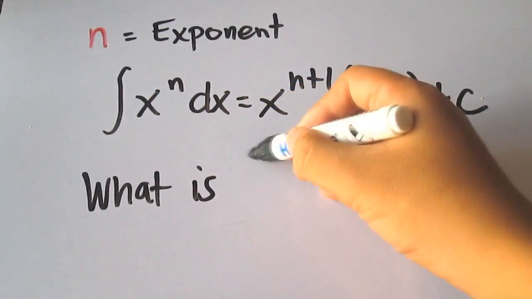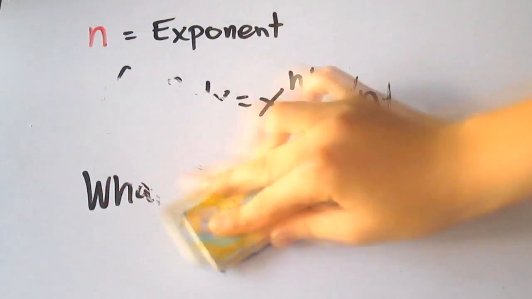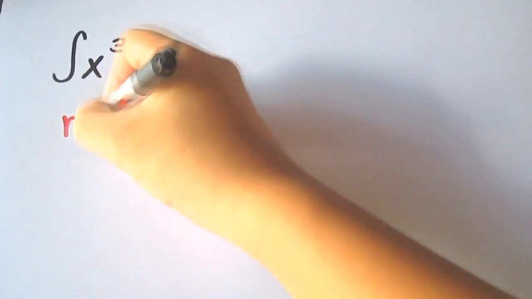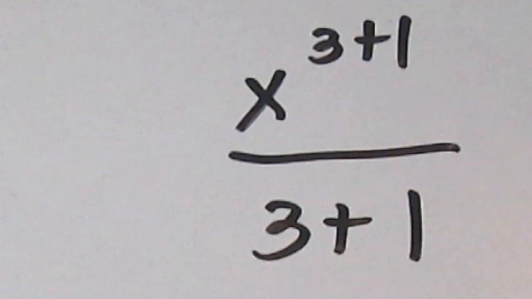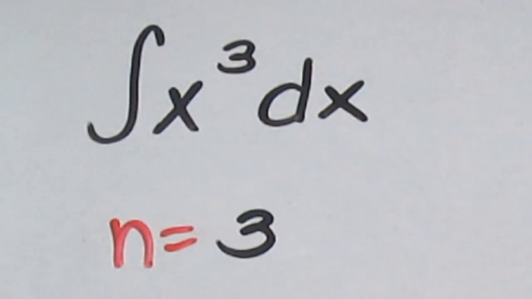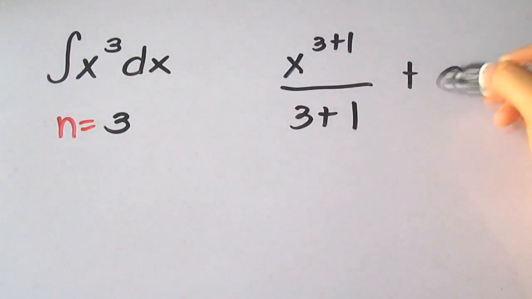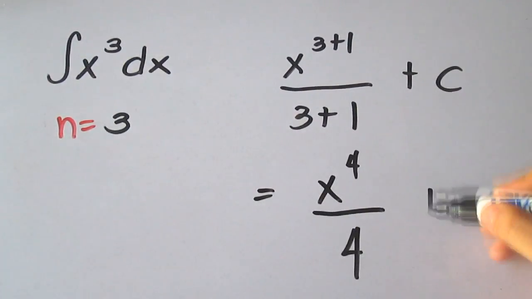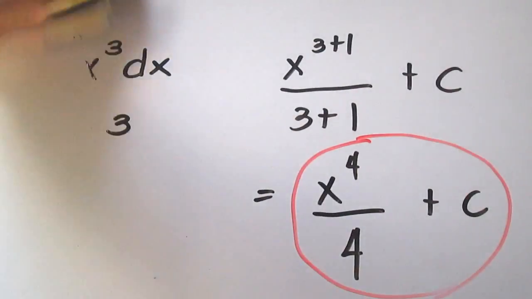Let's try. What is the integral of x raised to 3 dx? So here, our n, or the exponent, is 3. This will become x raised to 3 plus 1 over 3 plus 1. dx, remember this, when integrated becomes plus c. The final answer is x raised to 4 over 4 plus c. Remember to remove the integration symbol when done.